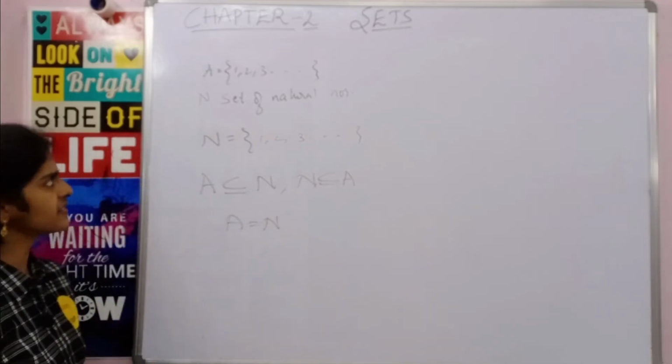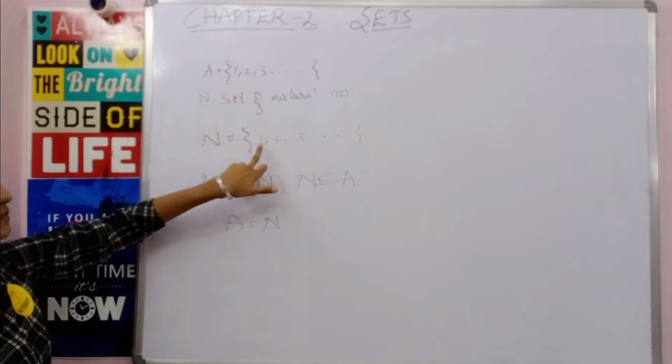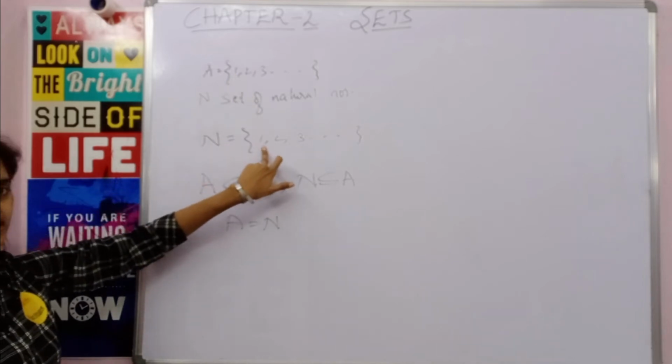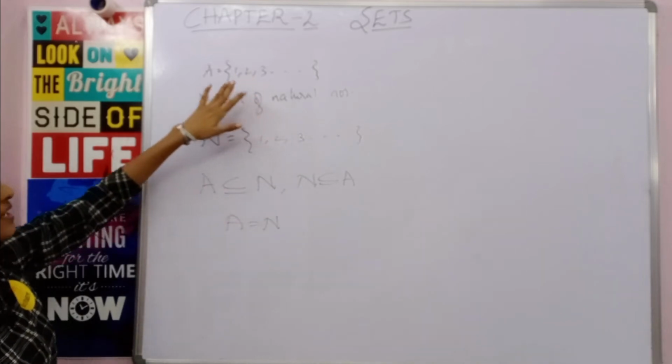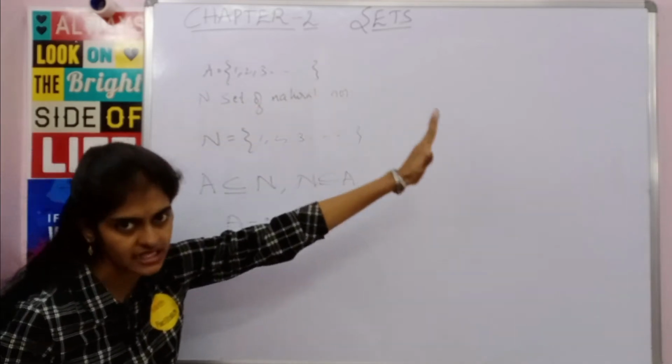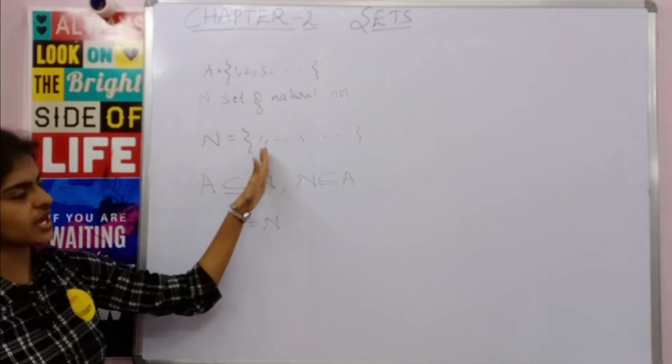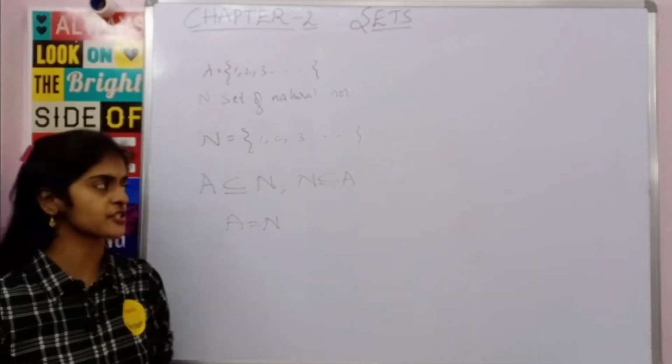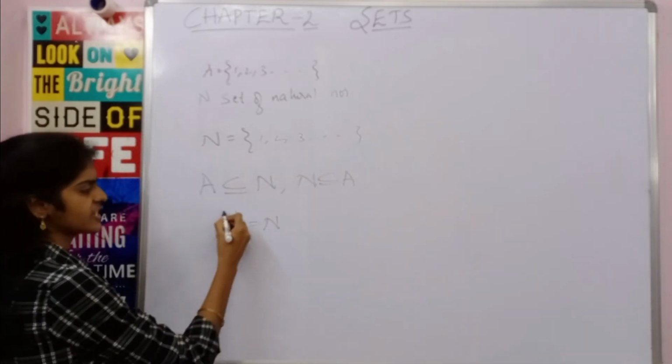That is, every element of A should also be an element of N and every element of N should be an element of A. By just looking at it you can see that in A you have 1, 2, 3 and so on, the numbers are continuing, and in N also you have numbers 1, 2, 3 and so on, they continue. So clearly you can say that A is equal to N.